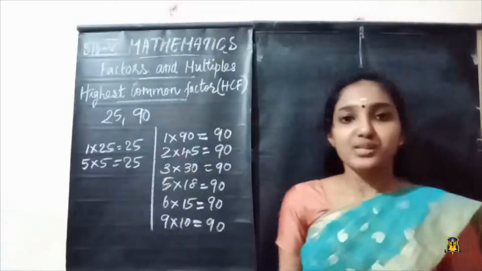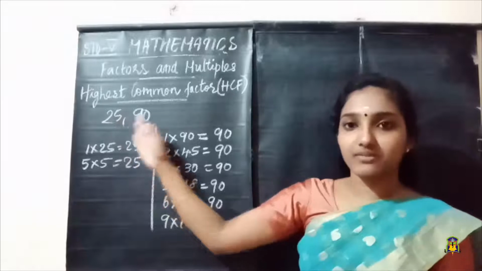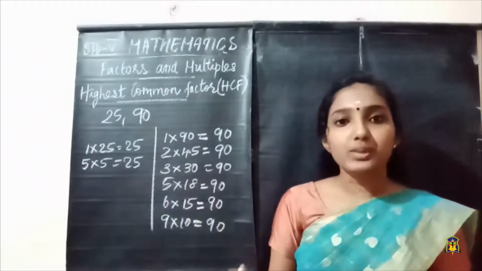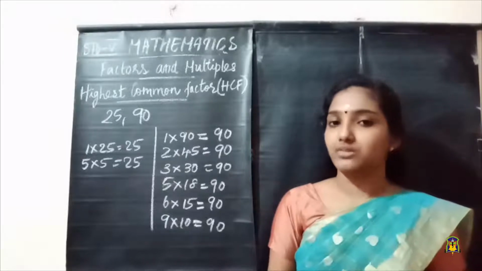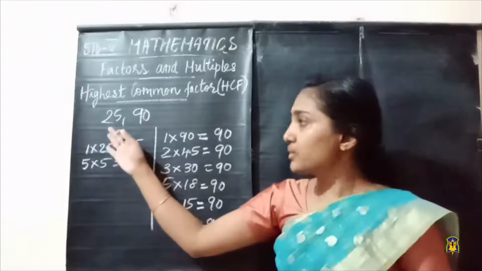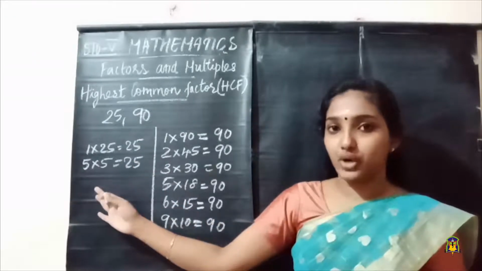So moving to our next question. Here we are given the numbers 25 and 90 and we have to find the HCF of these numbers. So what is our first step to find the HCF? First we have to find the factors of the given numbers, right? For that we will check which pairs of numbers give the product.